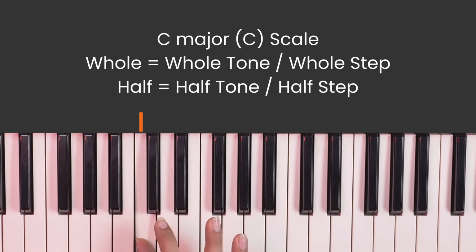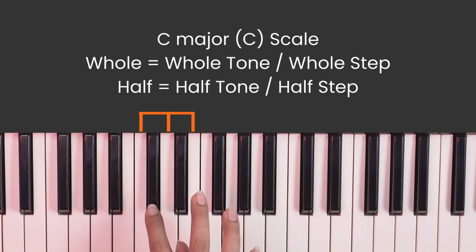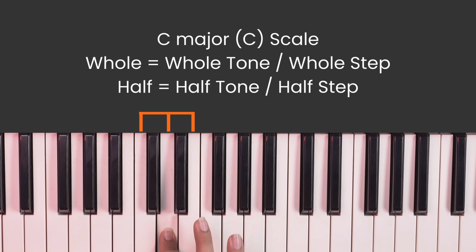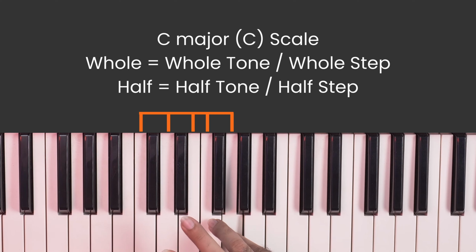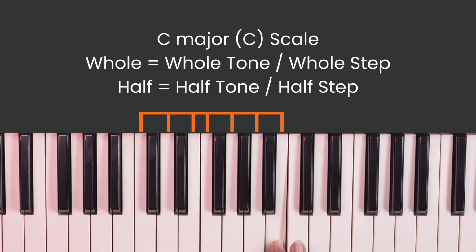Once you play the root note of the scale, which is C, you go whole, whole. Whole means whole tone or whole step, which I told you earlier, like leaving one key in between. So we go whole step, whole step, half step, whole step, whole step, whole step, half step.